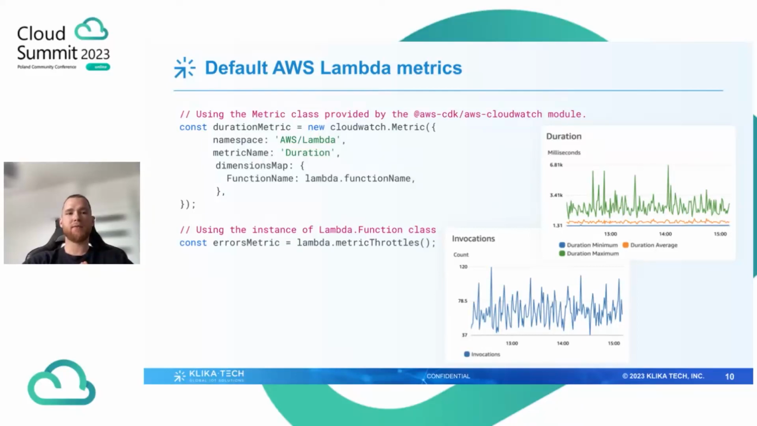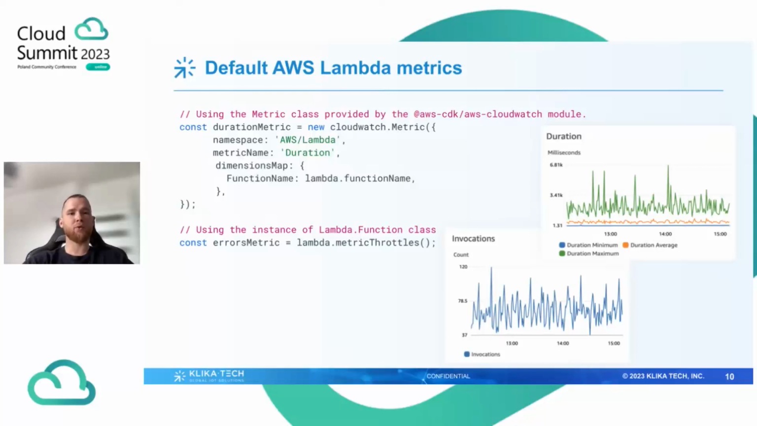AWS Lambda provides several default metrics, and I'm going to tell you the most common ones. The first metric is invocations. It is a metric that represents the number of times your Lambda function has been invoked in a given time period. This metric is essential for understanding the overall usage of your application.